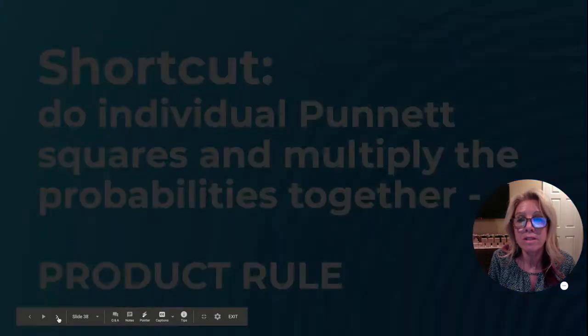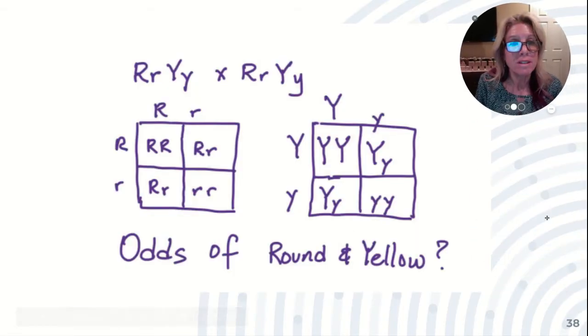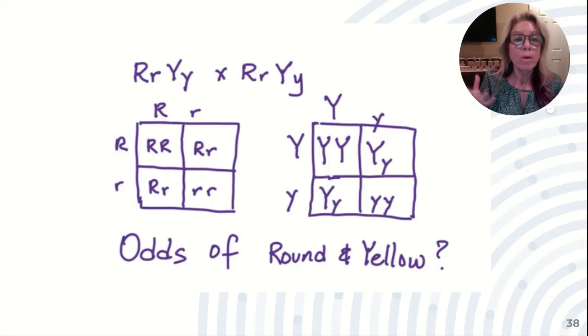Okay, so let me give you an example of that. So the same cross as we did before. Big R, little r, big Y, little y, right? A dihybrid cross. But this time I just make the Punnett for the R's. So I cross just the R's together, big R, little r, big R, little r. Okay, and I do a Punnett just for the Y's. And then I want to know, what are the odds that I would get round and yellow? When we did the big Punnett square, right, we said 9 out of 16 were going to be round and yellow. Does that show itself here?